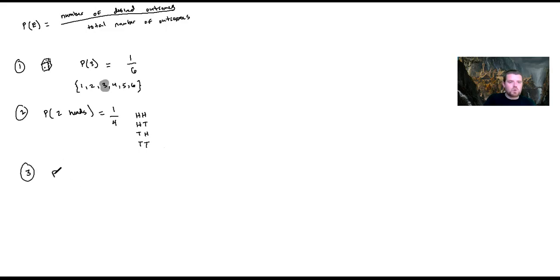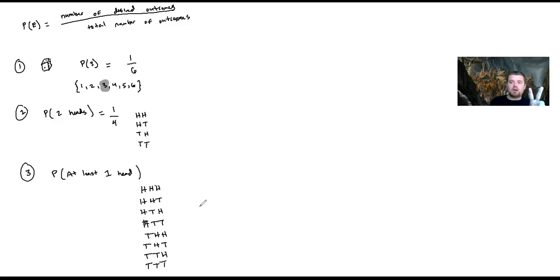I could increase that to, let's say, the probability of getting at least 1 head on 3 coins. Okay? So now that I'm flipping 3 coins, and again, we could do the sample space if we need to, but that has a total of 8 possible outcomes. So I have heads, heads, heads; heads, heads, tails; heads, tails, heads; heads, tails, tails; tails, heads, heads; tails, heads, tails; tails, tails, heads; and tails, tails, tails.